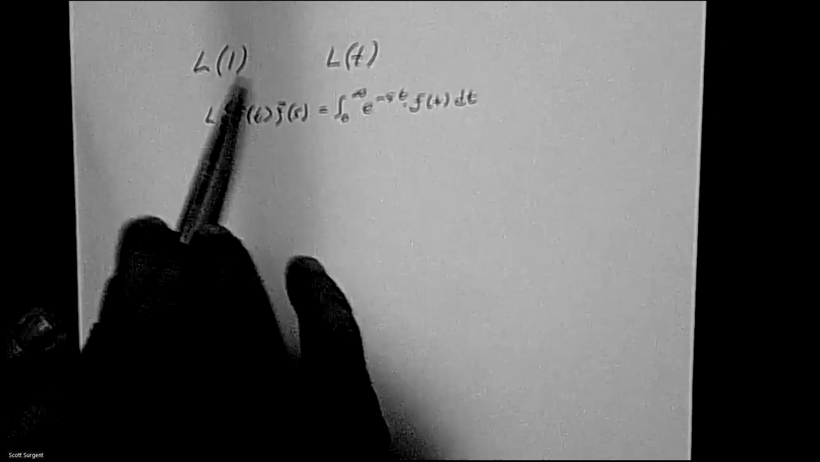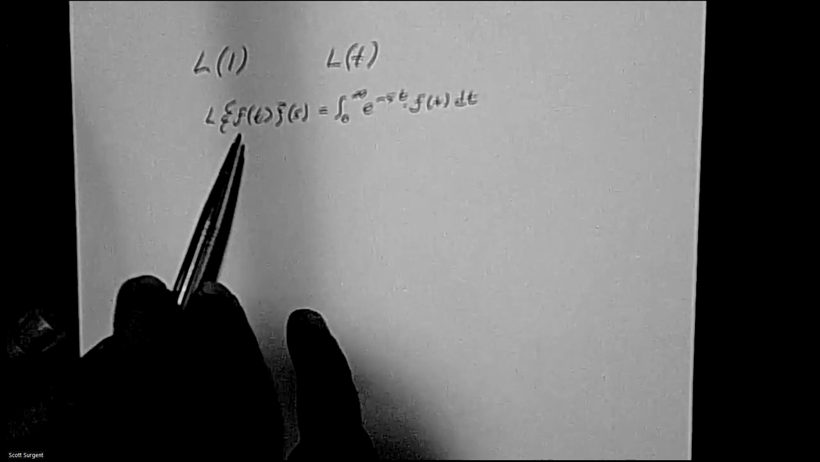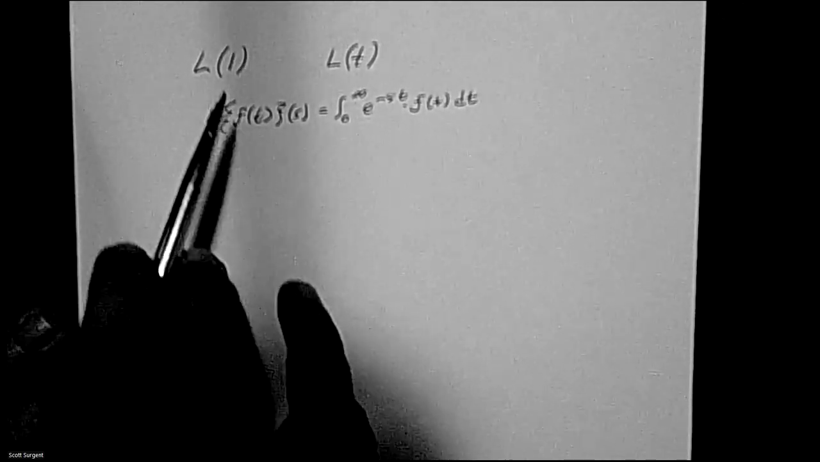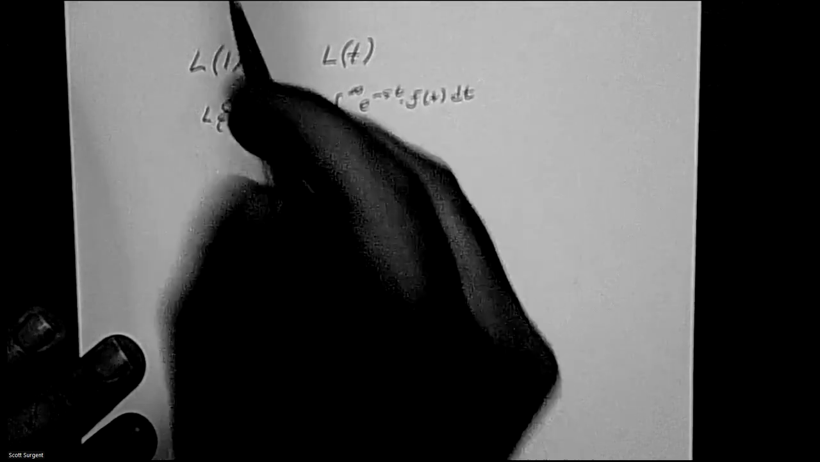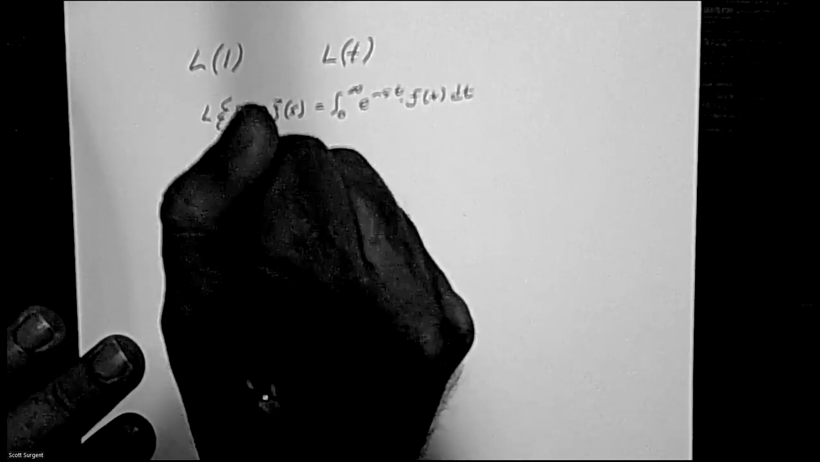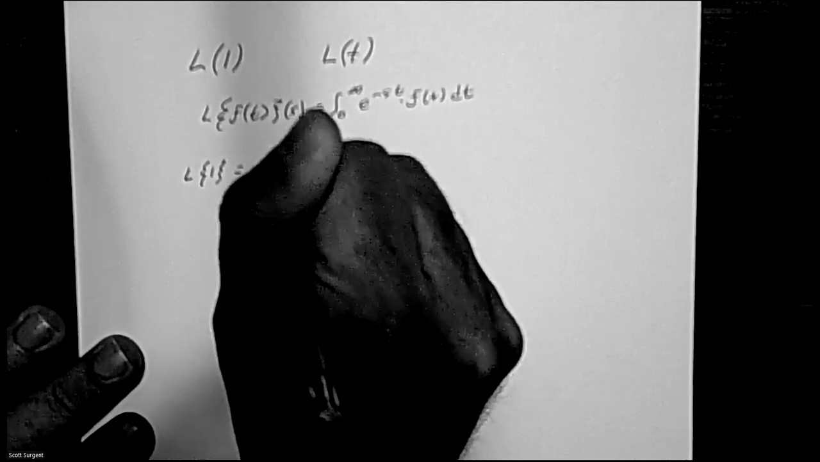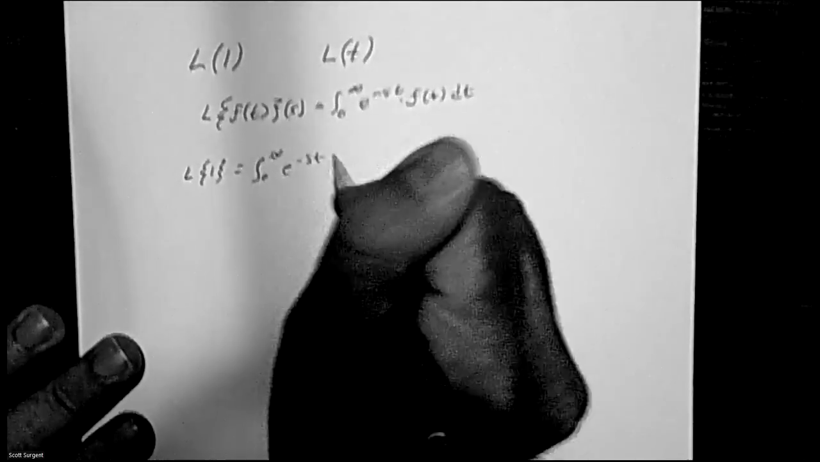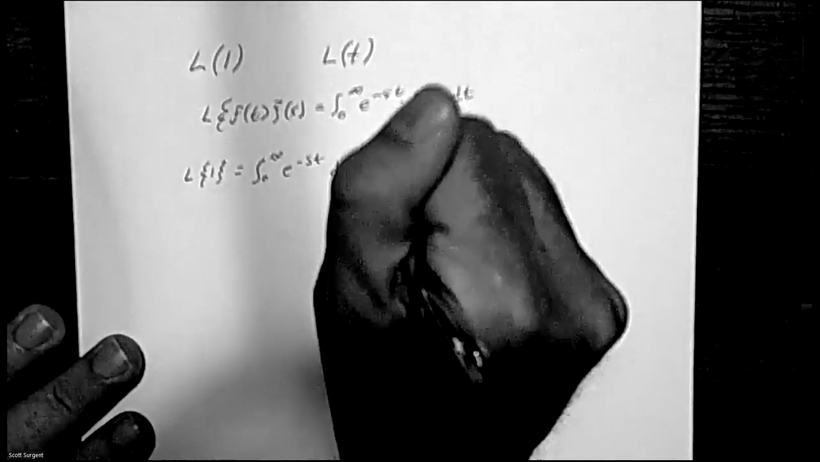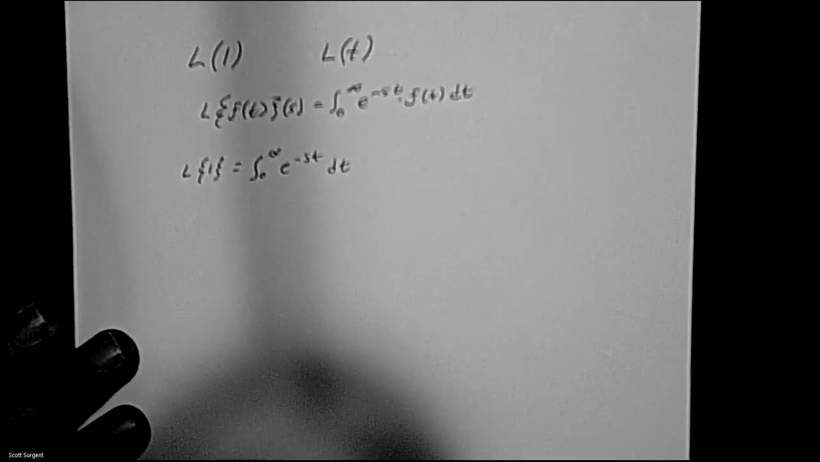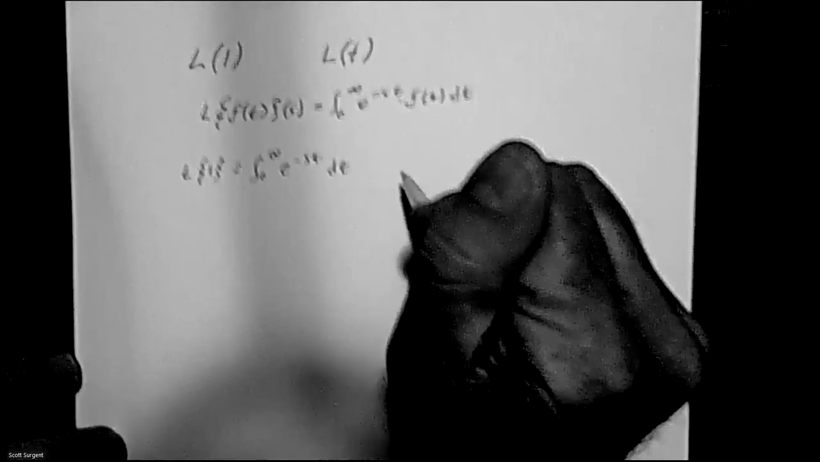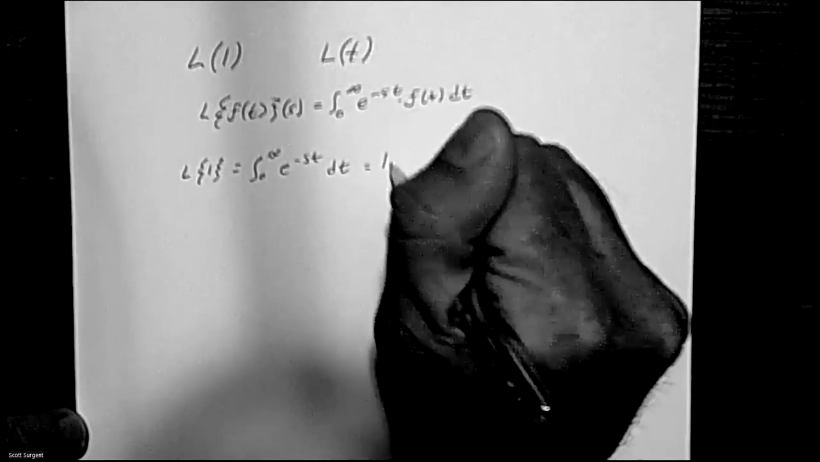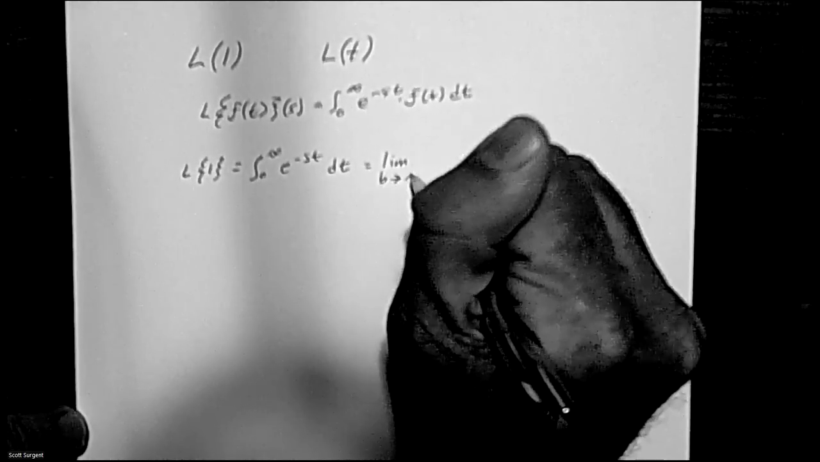In the first case, you're taking a transform of a function, and the function is 1. So L of 1 is just the integral from 0 to infinity of e to the negative st times 1 dt. This is an improper integral because it has infinity for a bound, but it can still be worked out. What we need to do is treat it as a limit. So I'll use b as the upper bound.